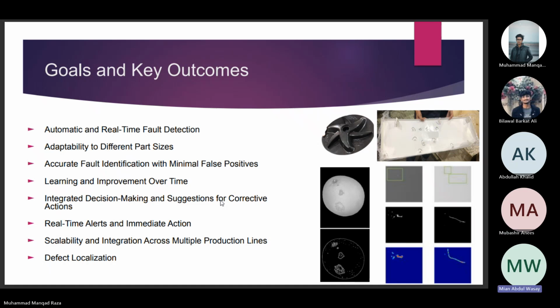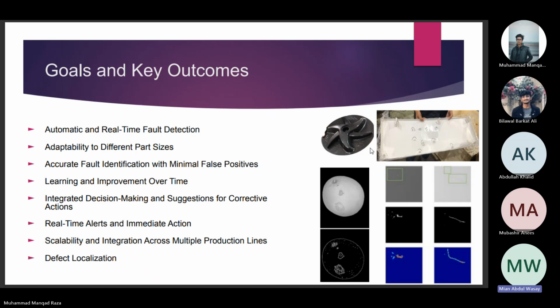Assalamu alaikum, everyone. Now we are going to discuss the goals and key outcomes. Basically, our project aims to enable real-time fault detection for immediate identification and intervention during production. It will be adaptable to various part sizes, making it flexible across all product range. The system will provide accurate fault identification with minimal false positives, ensuring reliable results. Meaning 99% it will detect the faults.